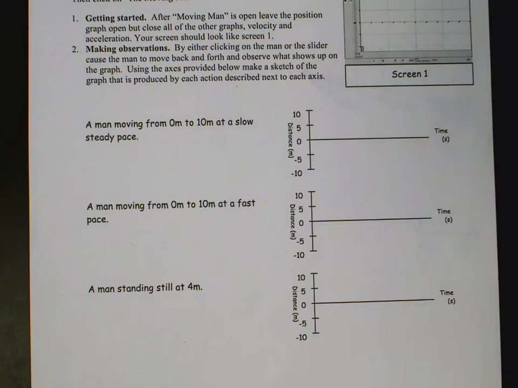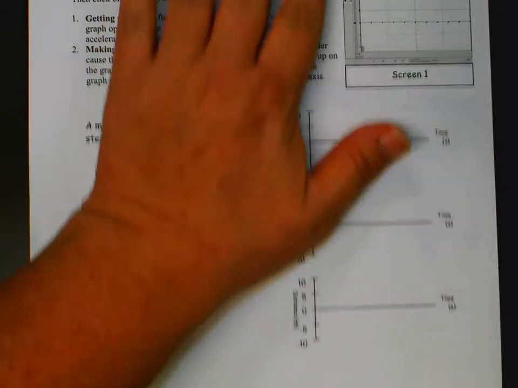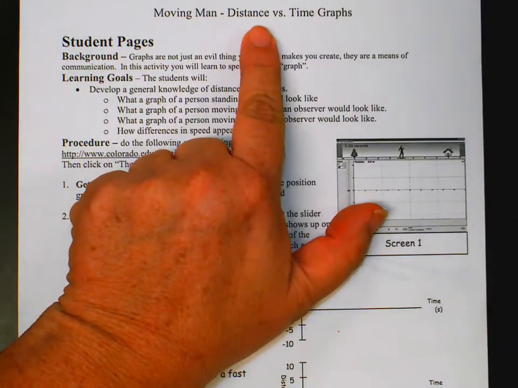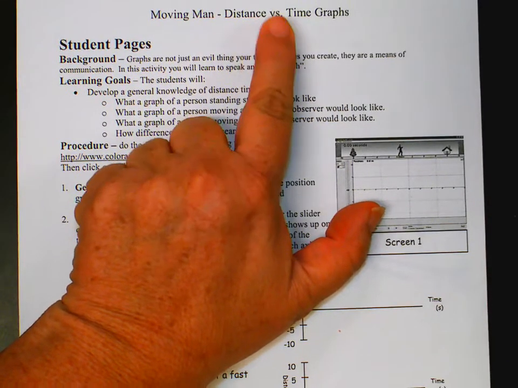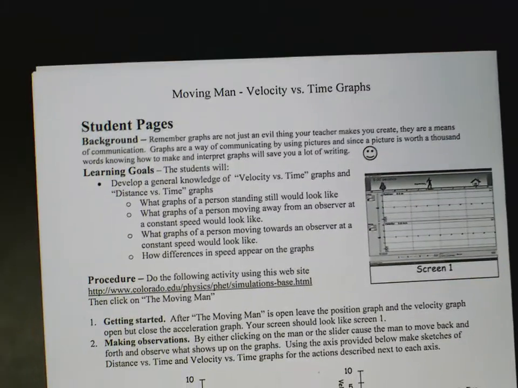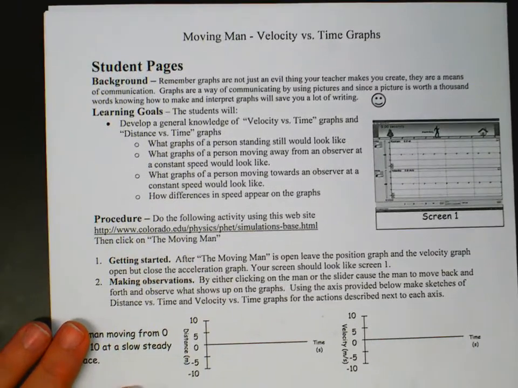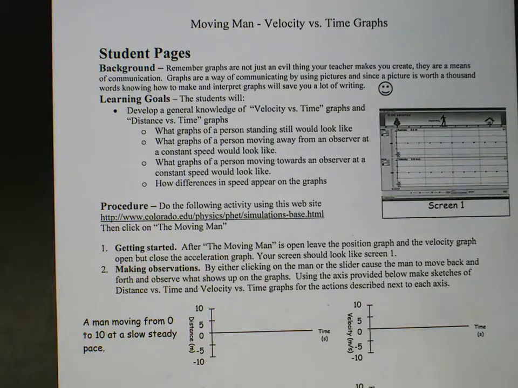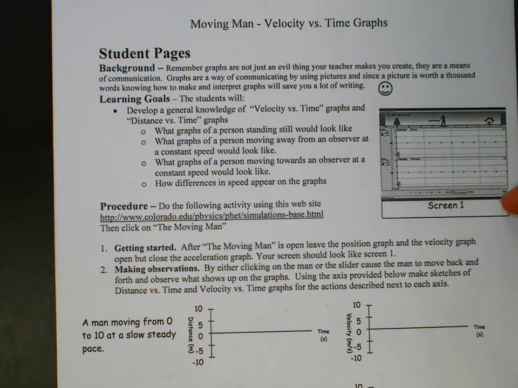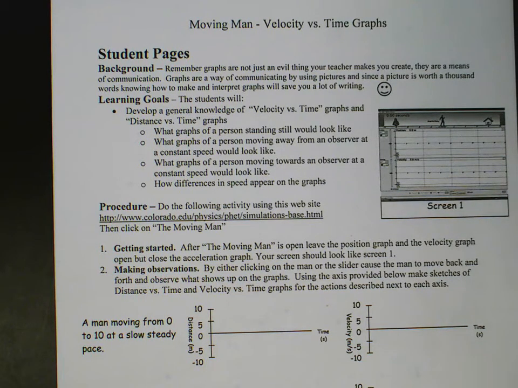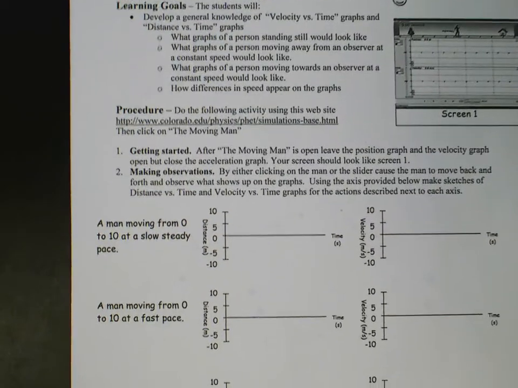Today's PhET lab, you're using the same simulation, but the difference, instead of distance, which is position on the simulation, versus time, now we're looking at velocity versus time. So when you go to the second tab in the simulations where the graphs are, close the acceleration graph. You're going to use the top two. Play around with it, see how it differs.